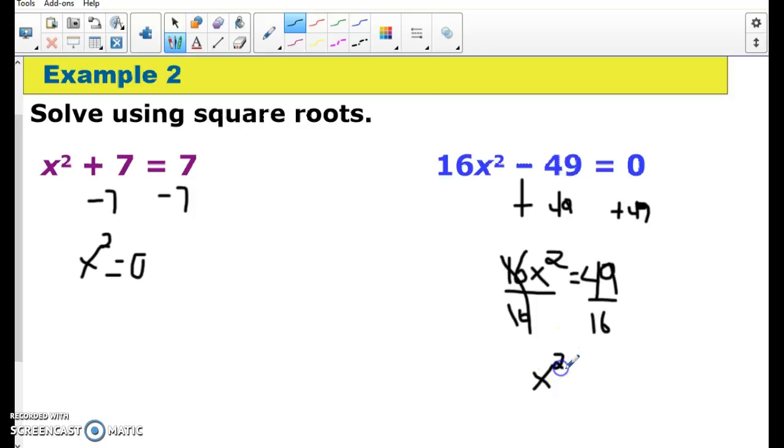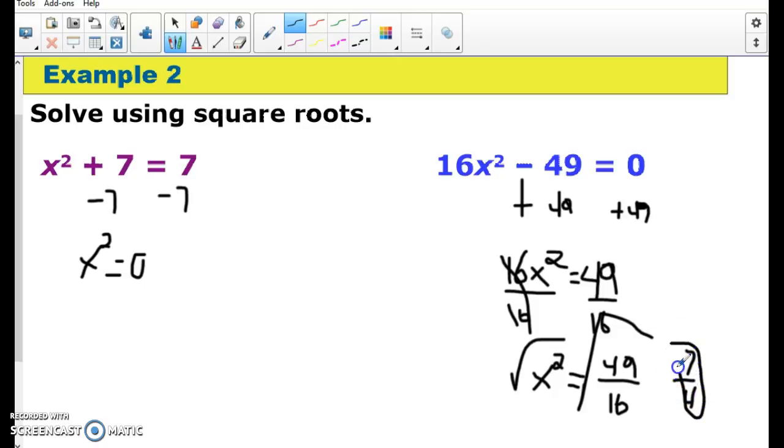equals 49 over 16. And again, you might be trying to put this in your calculator and get some funky fraction in decimal, but remember, you're just taking the square root of the numerator and the denominator. So the square root of 49 is 7, and the square root of 16 is 4. So then x just equals 7 over 4.